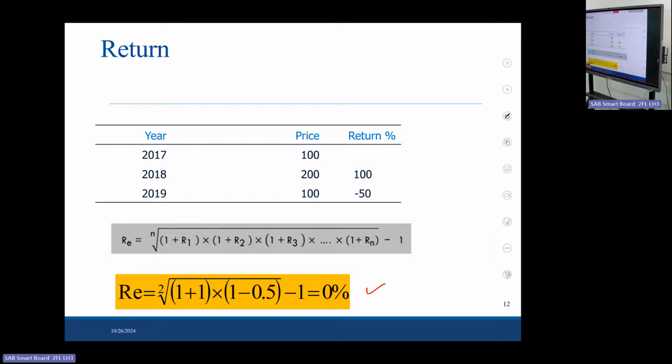100% means 1, so 1 plus 1. This is not 100, that is the percentage. So then it is 1. Then minus 50%, so 1 plus minus 0.5. Answer is 0.5.